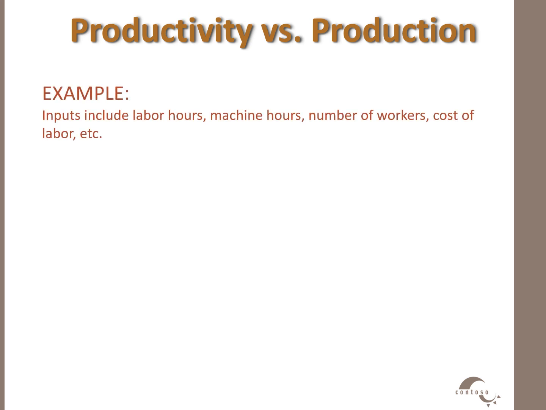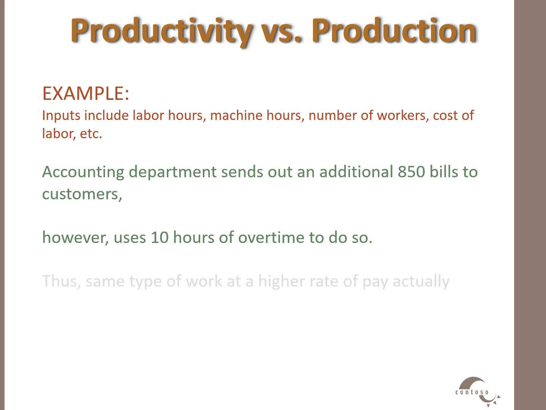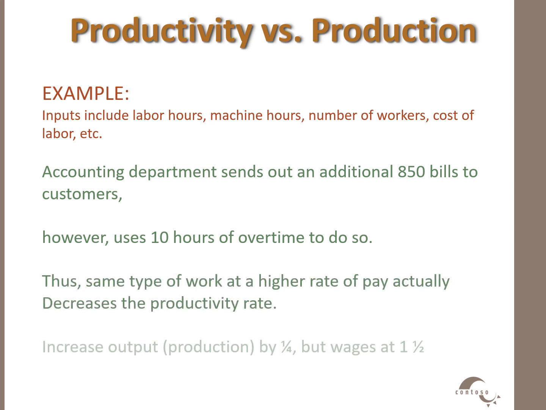An example, inputs include labor hours, machine hours, number of workers, cost of labor, and so forth. So for our example, accounting department sends out an additional 850 bills to the customers. However, they had to use 10 hours of overtime to do so. Thus, the same type of work is being done at a higher rate of pay, and it actually decreases the productivity rate. You're increasing output or production by a fourth, but the wages are increased at 1.5 times.